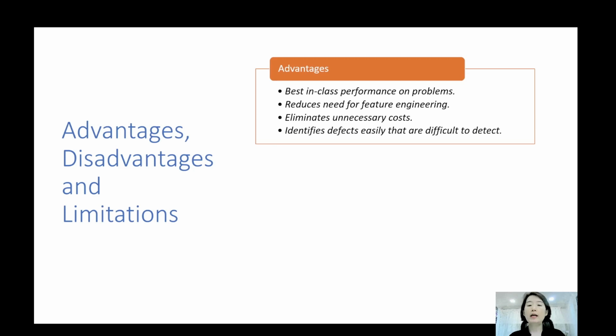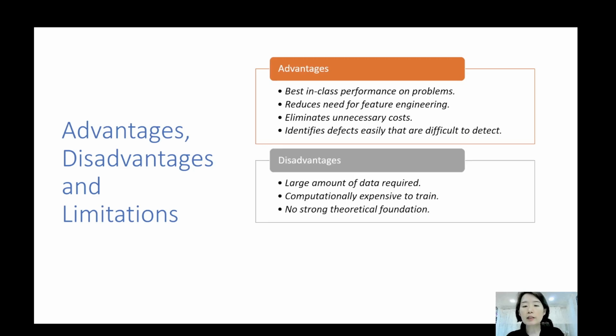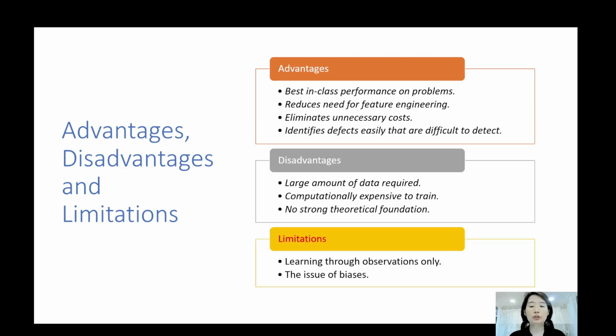What are the advantages, disadvantages, and limitations of deep learning? Advantages: best-in-class performance on problems, reduced need for feature engineering, reduced involvement of humans, elimination of unnecessary costs, and it identifies defects easily that are difficult to detect. Disadvantages: you will need to collect a large amount of data for training in order to achieve high accuracy and high performance. It is also computationally expensive to train because of big data, so you need a powerful machine to run it. There is no strong theoretical foundation, so we need a lot of research.